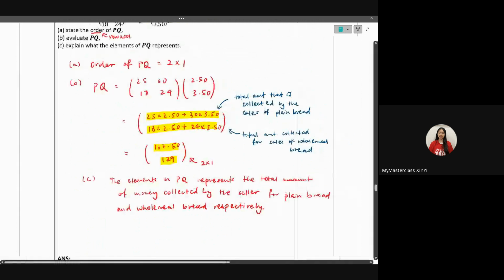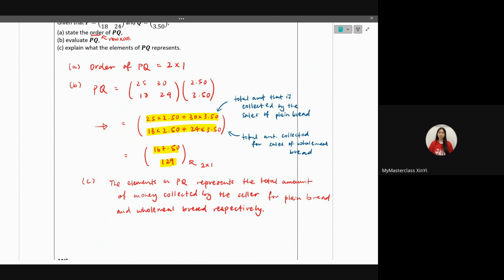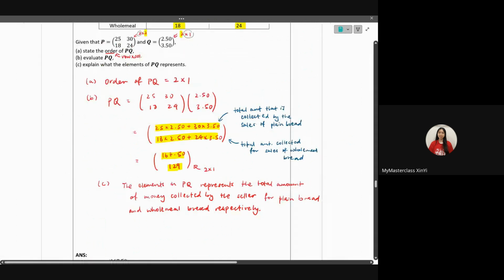That's why I always show these steps first whenever you see 'explain what the elements represent'. When you show this step, you are able to go backwards to see what you're actually doing for the operations. So that is for this first example.